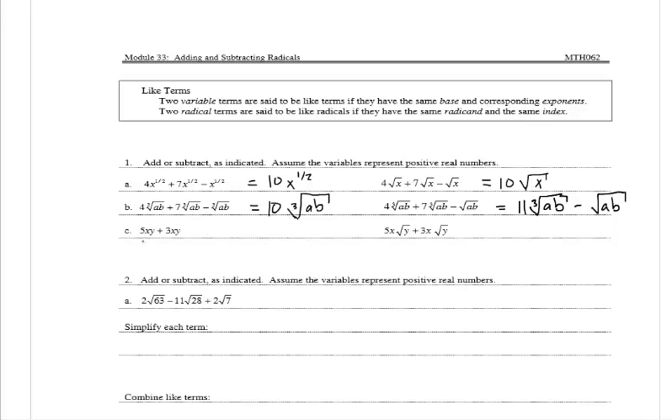In C, we have 5xy plus 3xy. And these are like terms because we have xy as the base and 1 as the exponent for both terms. So we have 5 plus 3 is 8xy. In the next problem, we have 5x times the square root of y plus 3x times the square root of y. And here they're both like terms. We have x to the first power in both terms and the square root of y in both terms. So we have 5 plus 3 is equal to 8x times the square root of y.